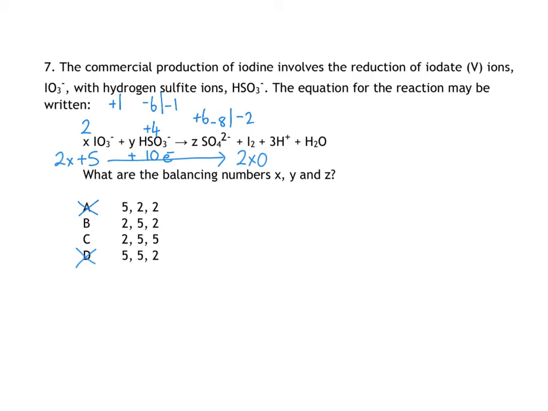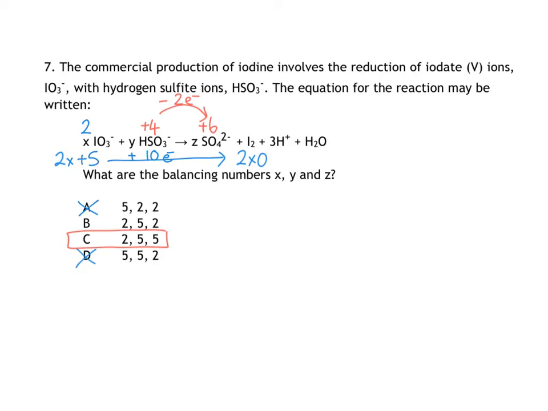So my changes, I just rub out all of that confusing stuff there, is the sulfur goes from +4 to +6, which means that it's losing 2 electrons each time it does that, which means I'm going to need 5 of them to counteract the 10 electrons that are gained, and so we're looking for 2, 5, 5, which is C. Now actually we could have done a shortcut there.